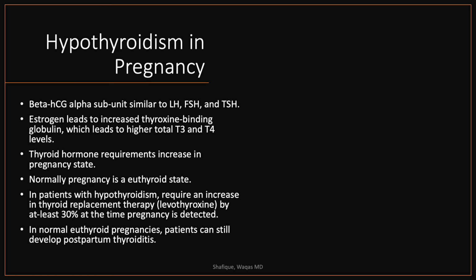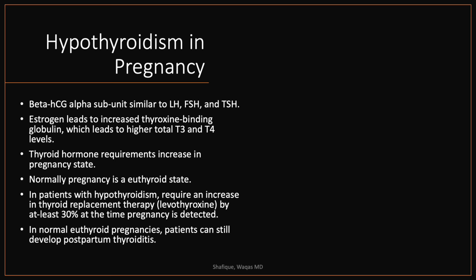Normally, pregnancy is euthyroid, but if a patient is hypothyroid from the beginning and now becomes pregnant, they require 30% more of the medication they were receiving before. So if they were receiving a certain amount of levothyroxine, as soon as you find out that they're pregnant, you're going to increase that dose by 30%.